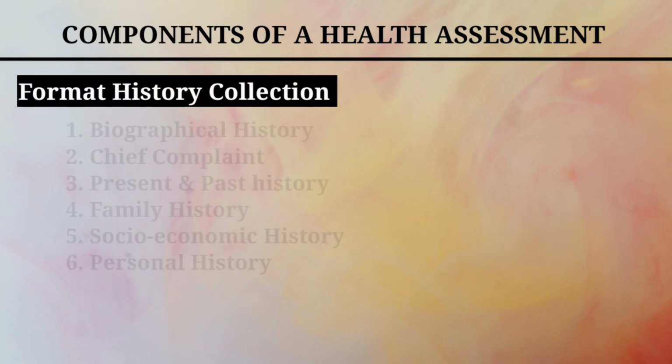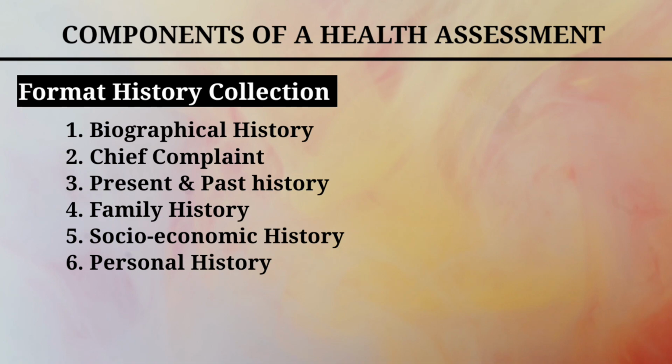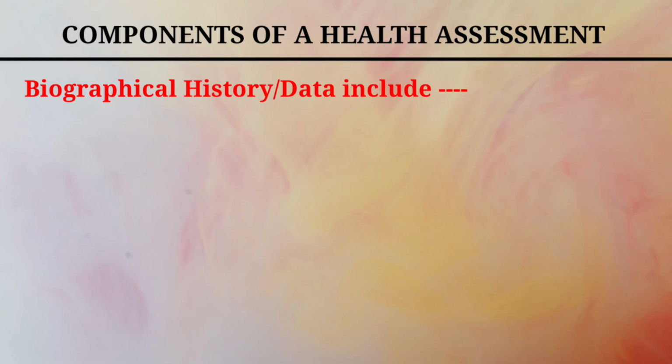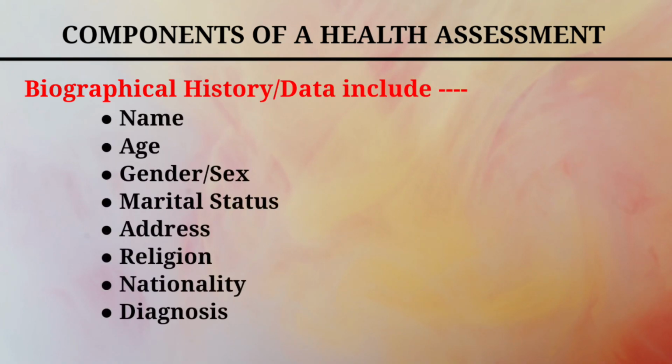Next, we will discuss the format of history collection. As a community health nurse, you should collect almost 6 types of history from the client. Number 1, biographic data. Number 2, chief complaint. Number 3, past and present history. Number 4, family history. Number 5, socio-economic history. And number 6, personal history. In biographic data, you have to know the client's name, age, sex, marital status, address, religion, nationality and diagnosis.